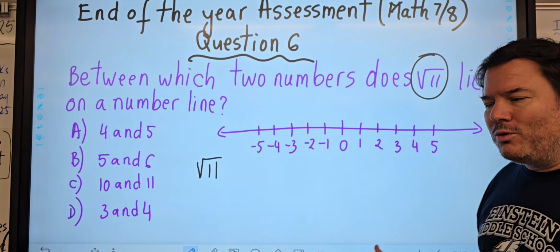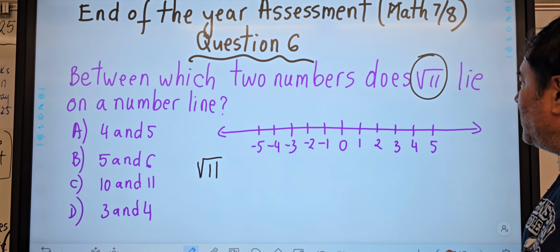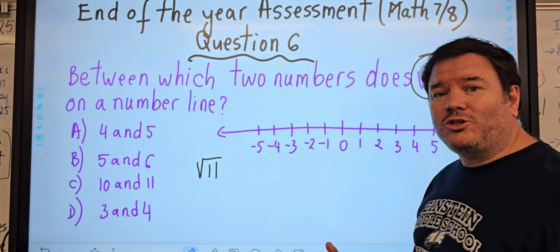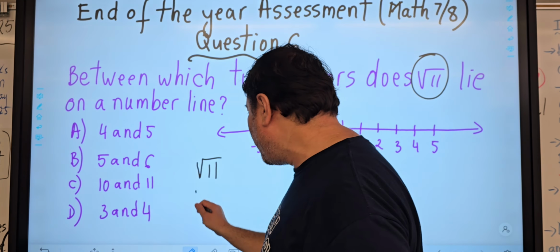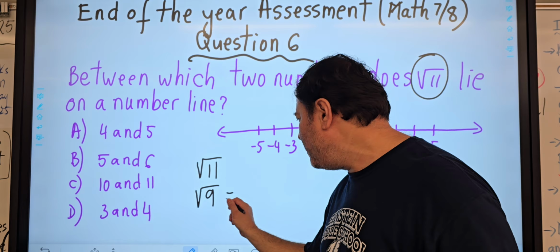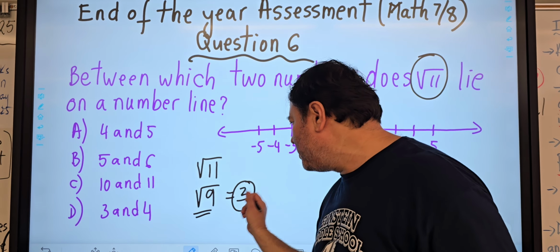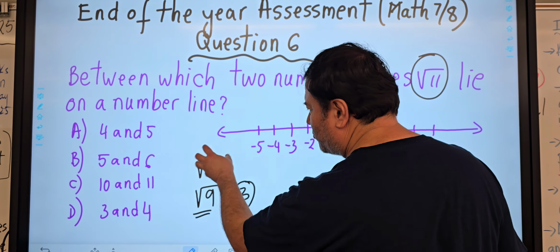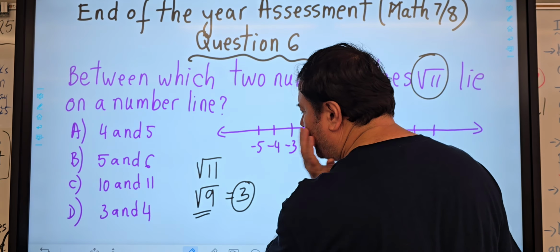Now, we do not know without the calculator what the square root of 11 is, but we know another square root that's close to 11 that is actually a perfect square, right? So let's take a look. How about the square root of 9? We know that is 3 because 3 times 3 is 9. And the square root of 9 is going to be a little bit less than the square root of 11, right?